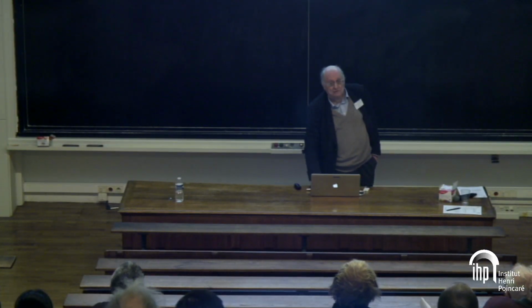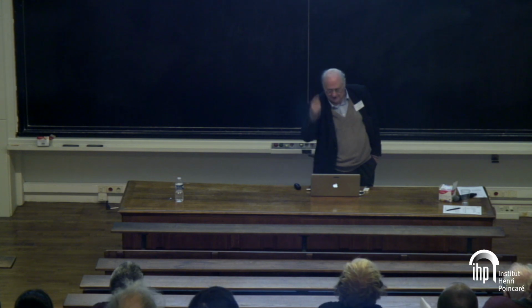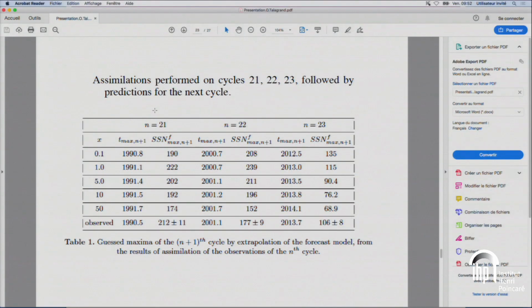Okay, now the real thing, real observations. I described the observations a few minutes ago. So these are assimilations performed. Now, the assimilation period is 1 cycle. So these are assimilations for cycles 21, 22, and 23, with forecast for the next cycle.